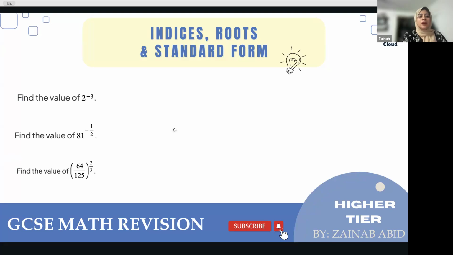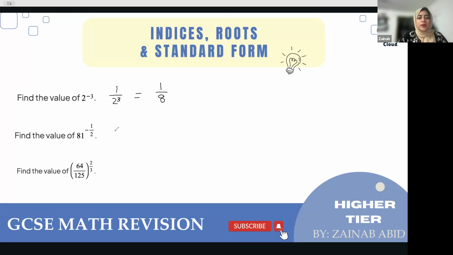Next, we will have a look at some of these. So we've already done this question. It's come up twice now. A good one to learn. So 1 over 2 cubed, we can just write it like that. And that will be 1 over 8.